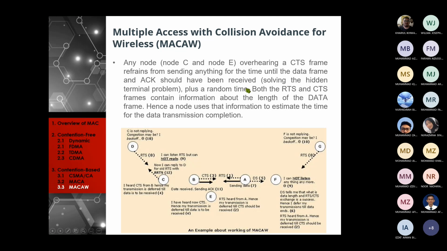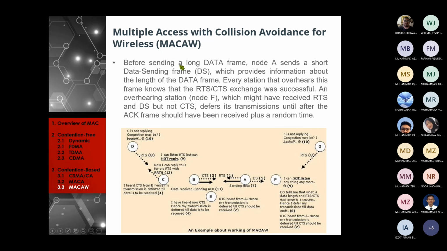So plus a random time. Both the RTS and CTS frames contain information about the length of the data frame. Hence, a node uses that information to estimate the time for the data transmission completion. So before sending a long data frame, node A sends a short data sending frame. Ada lagi dia hantar DS which provides information about the length of the data frame. Oh, dia beritahu berapa banyak dia nak hantar.